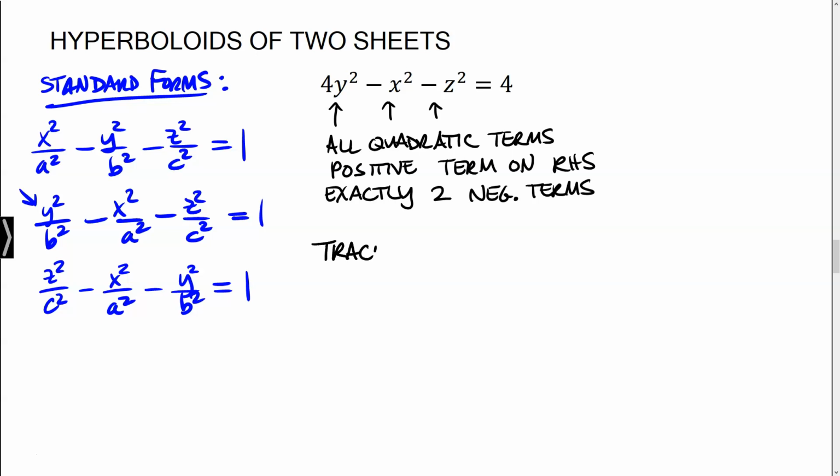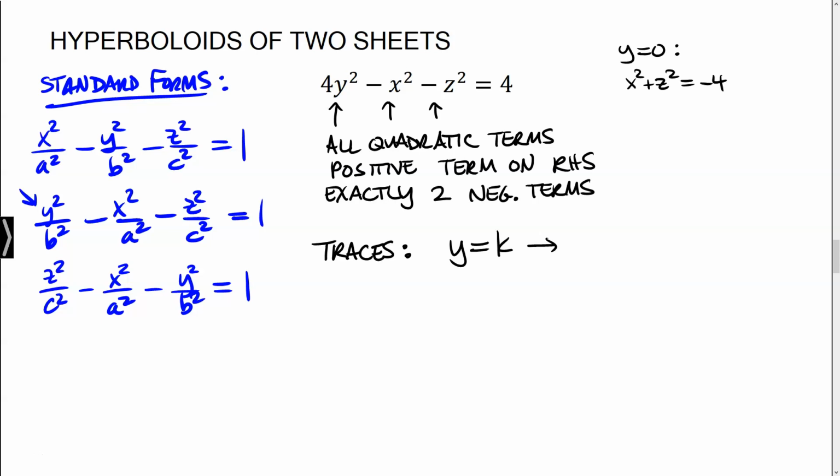All right, let's talk about traces. So for our particular equation up here, if you look at the traces where y is a constant, so parallel to the xz plane, let's say we take y equal to 0. Then we're going to get x squared plus z squared is equal to -4. So that's not going to be anything. So if y is too small, you get nothing.